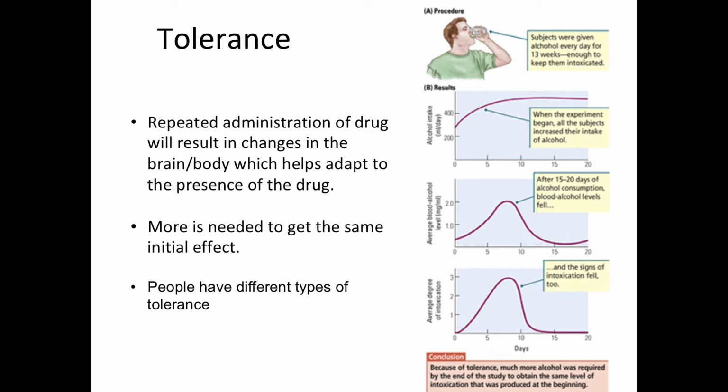After about 15 days, the BAC, or blood alcohol concentration, and the behavioral signs fell, as you can see in the bottom two graphs, around 15 days all the way down. So here you see the average blood alcohol level, and you can see it goes up and up, the more alcohol they drank every day, and then after 15 days, it drops.